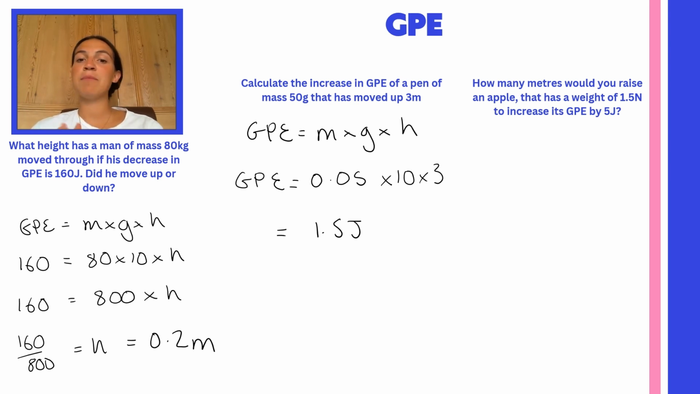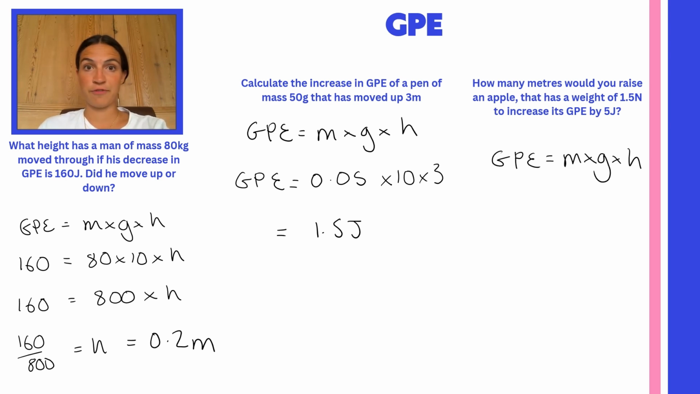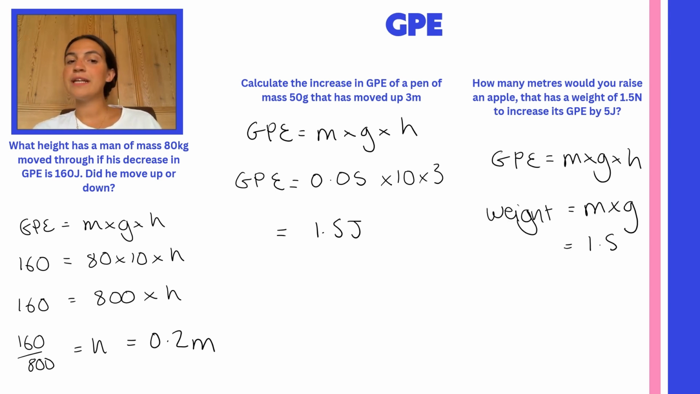Okay, and finally, how many meters would you raise an apple that has a weight of 1.5 newtons to increase its GPE by 5 joules? So again, let's start with my formula. GPE equals m times g times h. This time, I've been given the GPE, 5, but I haven't been given the mass. I've been given the weight of this thing. So we need to remember that weight is actually the object's mass multiplied by g. So the weight of this apple is 1.5 newtons.